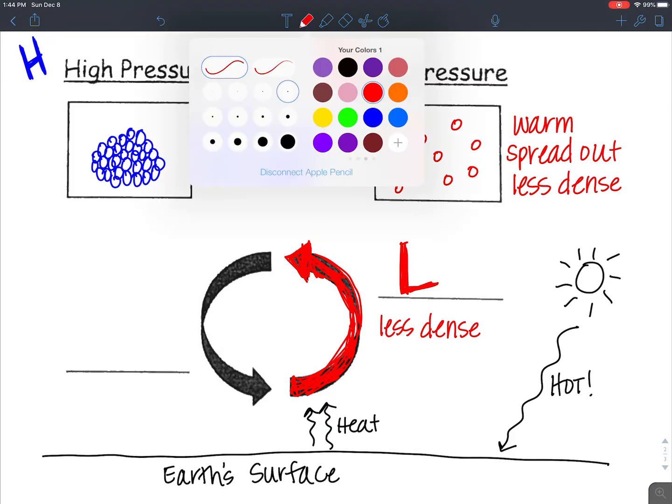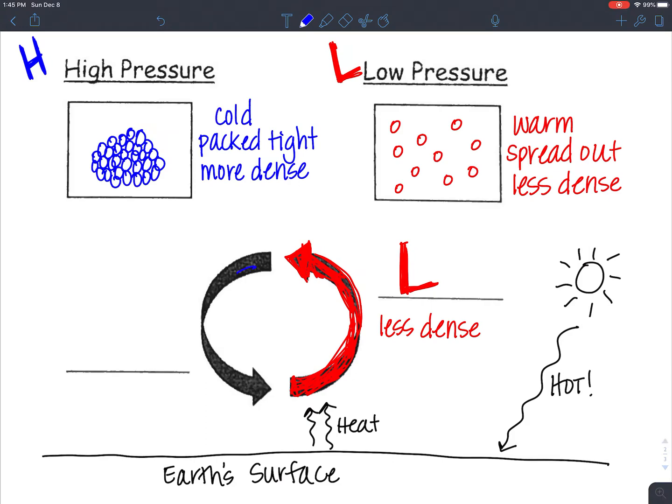And as it gets further away from the surface of the Earth, it starts to cool off. As it cools off, those particles become packed tightly. So I'm going to grab my blue color here and color this arrow blue. Those particles are going to cool off, and then this is our high pressure. It is sinking air because those particles are cold, they're packed tight, they're going to sink down to Earth's surface. Once they get to Earth's surface, they're going to heat up again, become less dense, and rise in low pressure, cool off, and sink back down into high pressure.